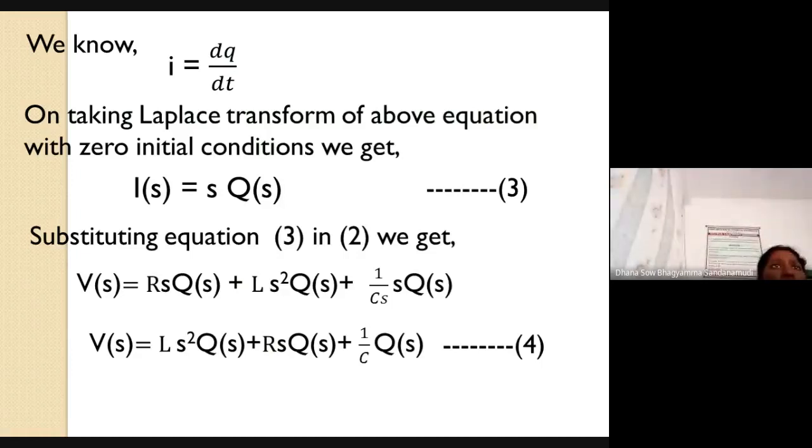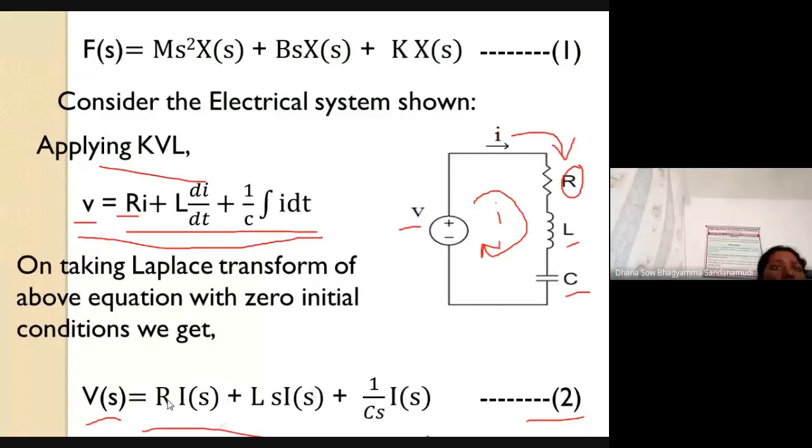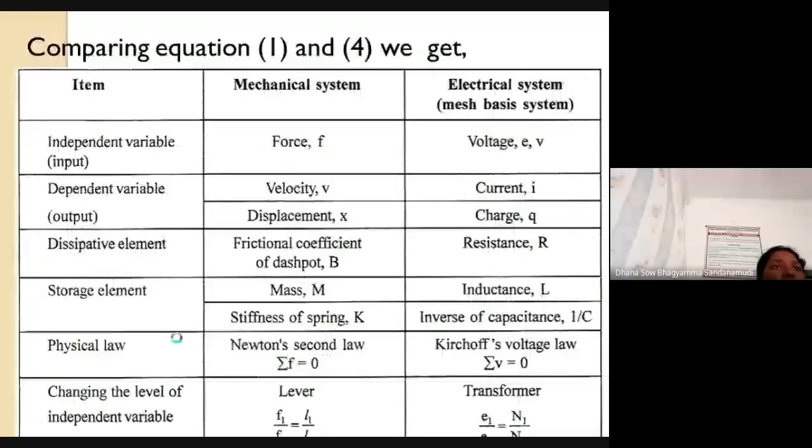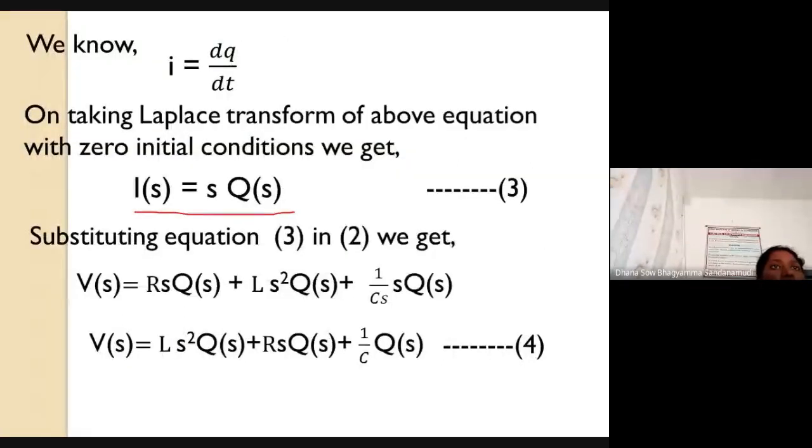Substitute equation number 3 in your equation number 2. This is your equation number 2. Instead of I(s), write sQ(s). Substitute this sQ(s) in your equation number 2. You will get this, and rearrange the terms in the order of s square, s, plus constant. Rearrange all the terms in terms of this.